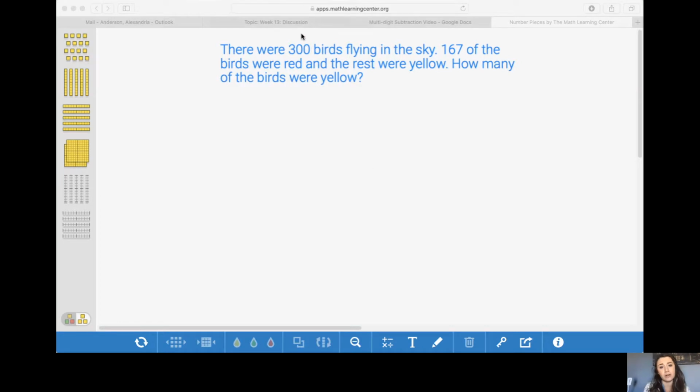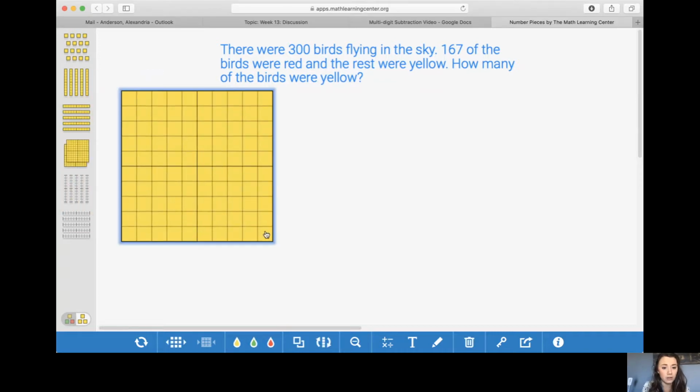So we've got our whole here. We've got 300 birds and we know 167 were red. Let's find out how many were yellow. So we're going to be taking away 167 from 300. Over here, we're going to be modeling our problem. And here, we're going to be learning the standard algorithm and what is actually happening during the standard algorithm. So let's model our problem.